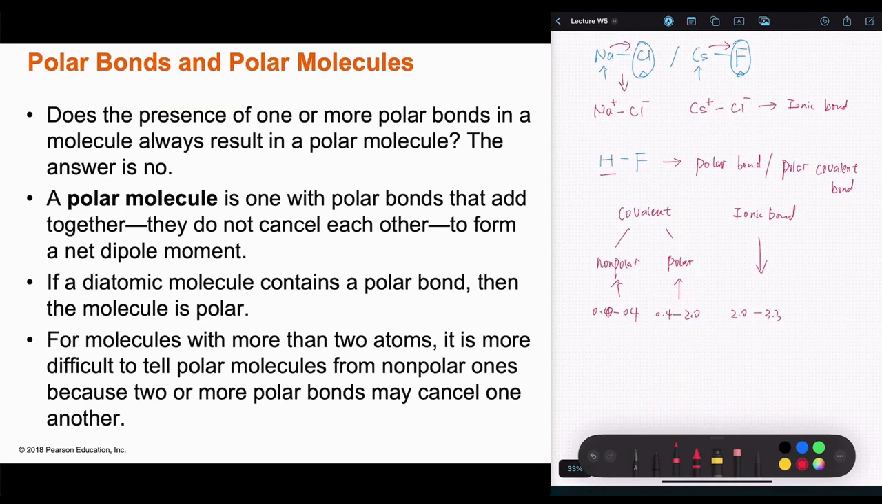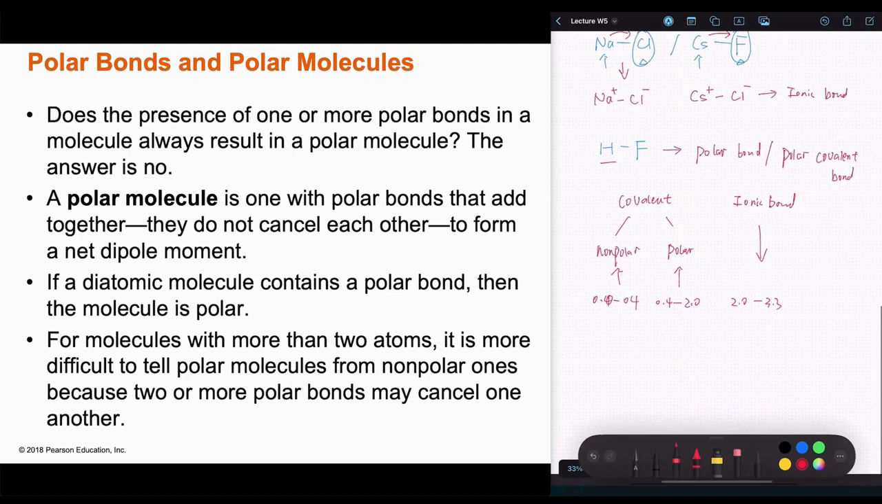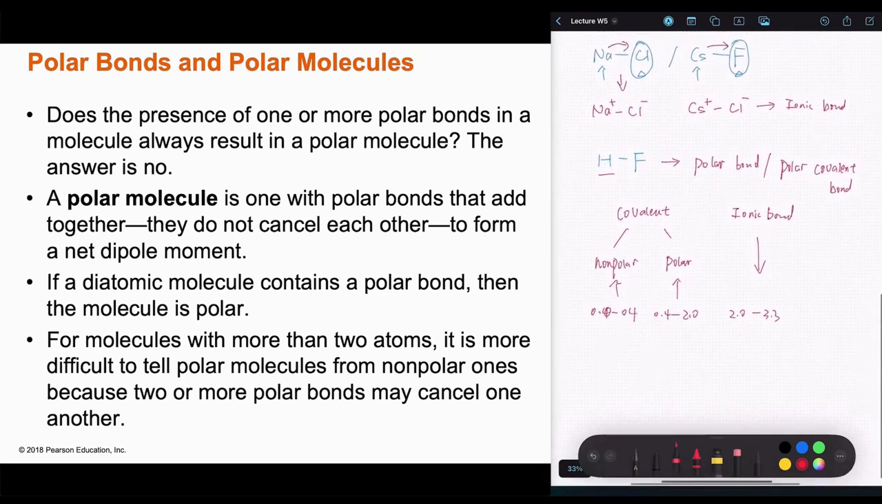Now let's study a new concept called the polar bond and the polar molecule. First, let's look at this question. Does the presence of one or more polar bonds in a molecule always result in a polar molecule? The answer is no. So why is that the case? We should first understand the definition of a polar molecule. A polar molecule has polar bonds that add together. These polar bonds do not cancel each other, forming a net dipole moment.